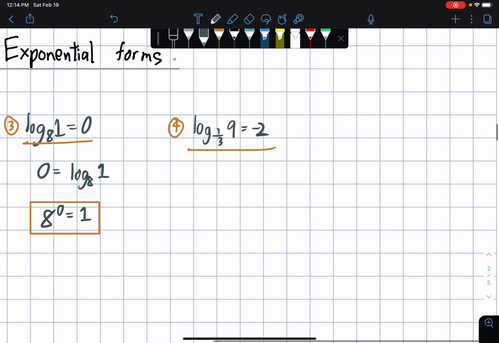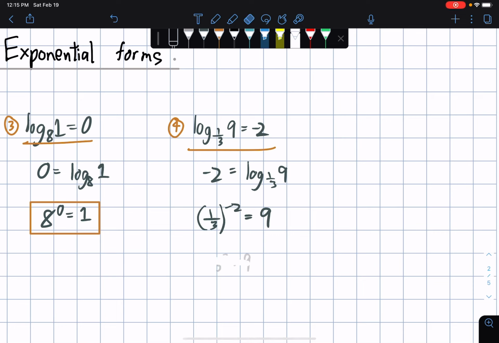For number 4, again, we swap the values. Left is right, right is left. Now, our sub-value 1 over 3 will be at the left side, and the base before at the left side will become our exponent. Write it that way. You reciprocate the base when the exponent is negative. So 3 raised to 2 is equivalent to 9, right? 3 times 3 is 9. So yes, this is our final answer.